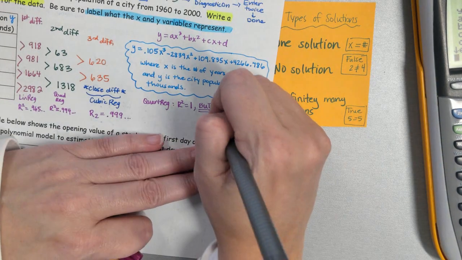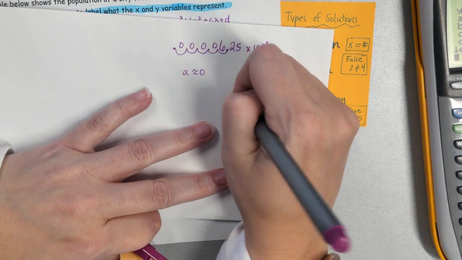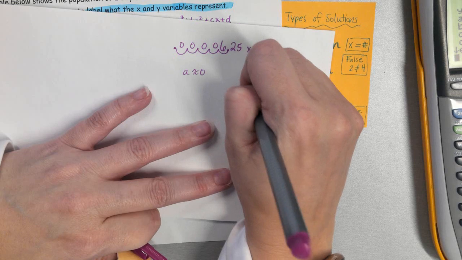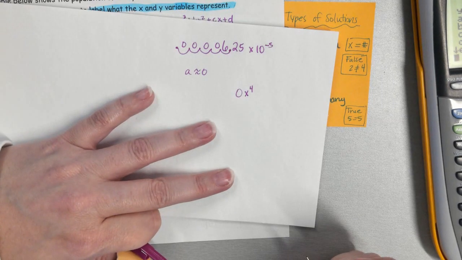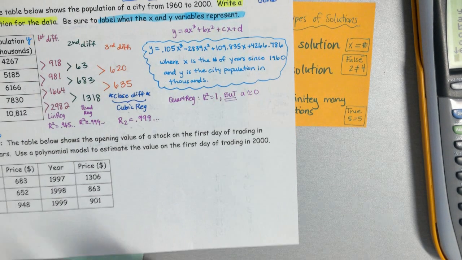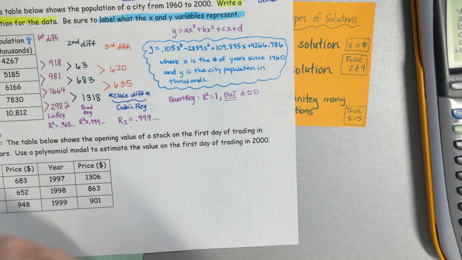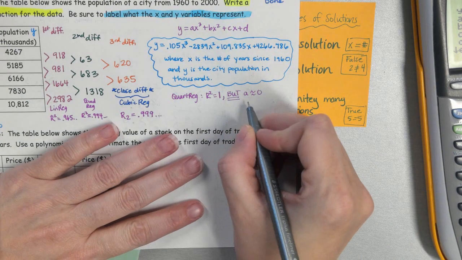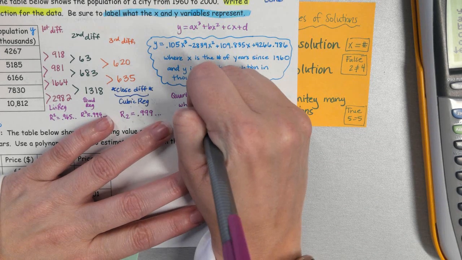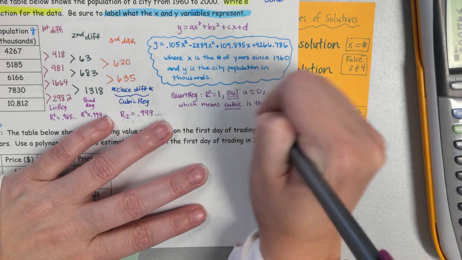Yeah. So guess what? If A is approximately 0, if you had 0 x to the fourth as your rounded value, would that be a quartic? No. It would be a cubic, because you wouldn't have any x to the fourth value. So because your A value is approximately 0, R squared equals 1, but A is about 0, which means cubic is the best fit.